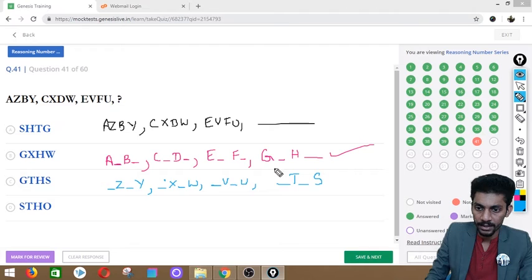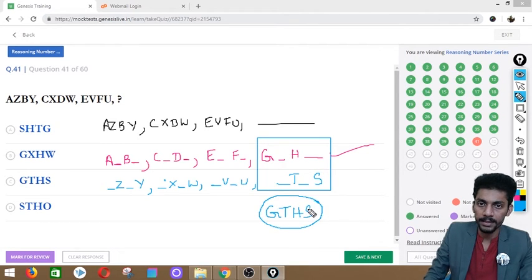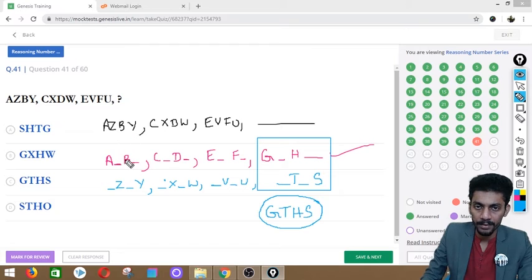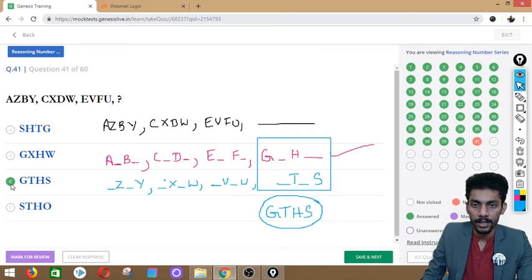So what is the answer we require? The answer should be combined from these two. So what is the answer? It is G, T, H and S. Okay, that's the answer. G, T, H and S. I just split into two different patterns here by seeing the alphabets A, B, C, D, E, F, and the other alphabet was in reverse order. So G, T, H, S is the answer. That is option C. I hope it is clear. Let's move on to the next question.